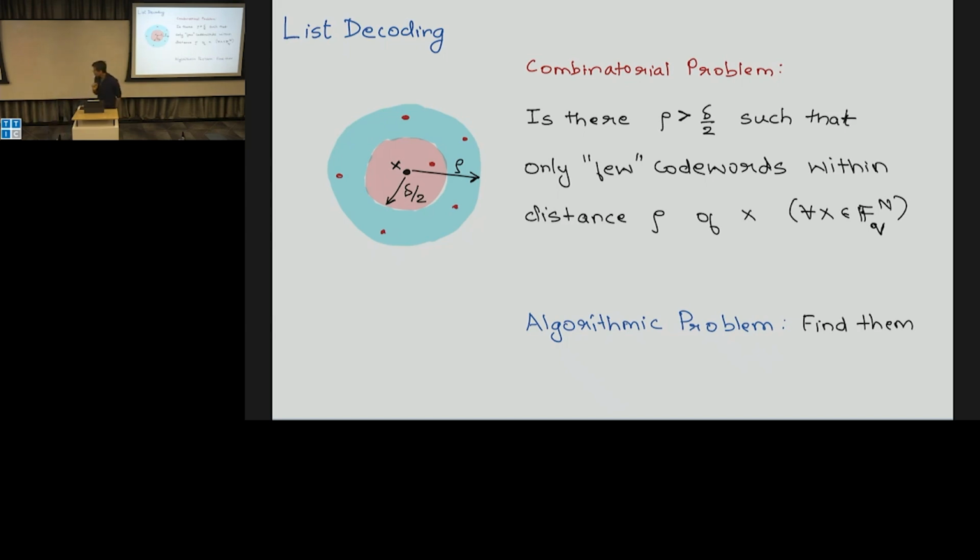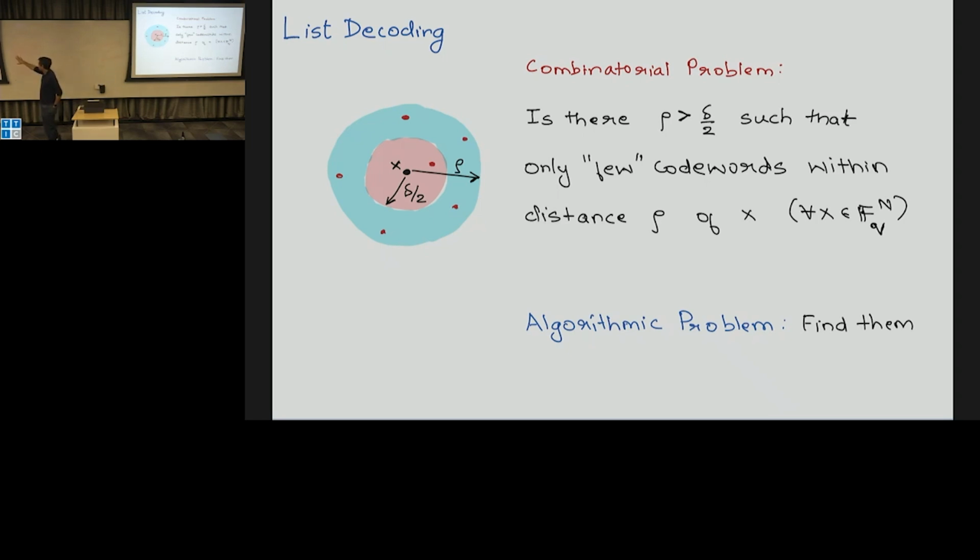Now there are 2 parts to this question. One, who is to tell me that there are only 10 codewords? Maybe once I go beyond delta over 2, all hell breaks loose, and maybe the entire code is possible, and there are so many points that I cannot even hope to write them down, beyond the unique decoding threshold of delta over 2. And even if I was somehow magically to prove that there are at most 10 of them within some slightly larger radius, how do you find them? And that's the algorithmic question. Is it okay that these 2 questions are both non-trivial at this point? There's something to be done here.